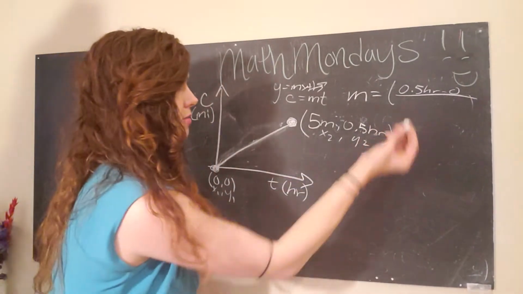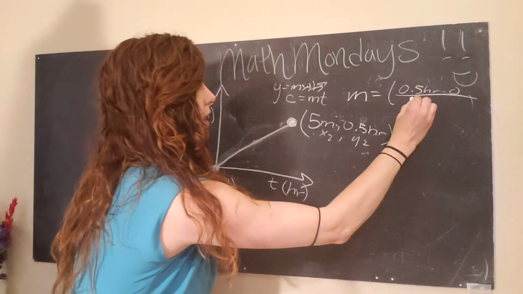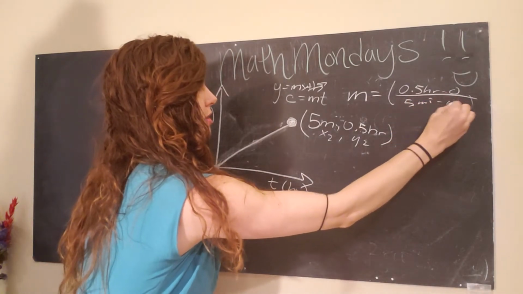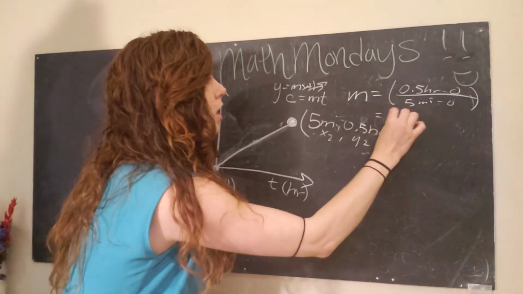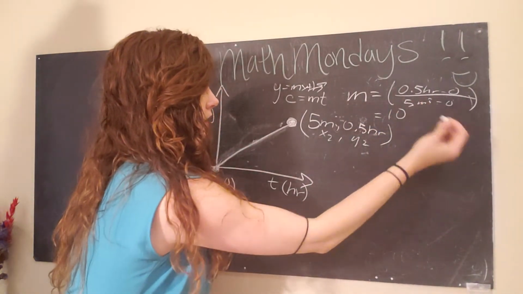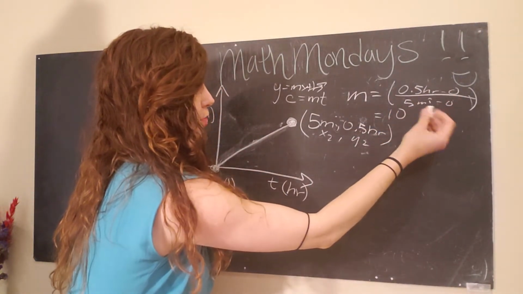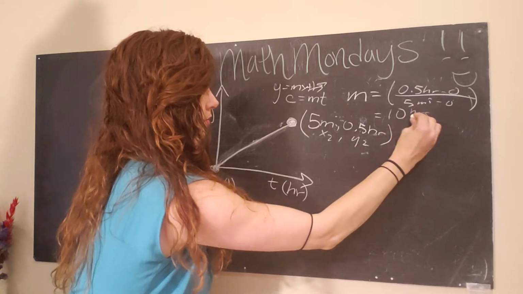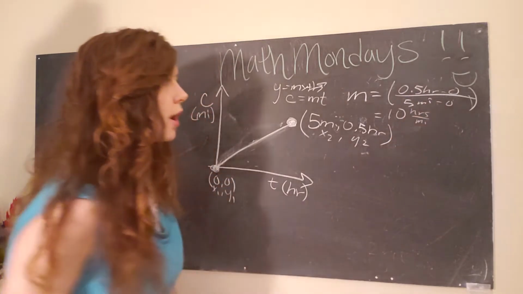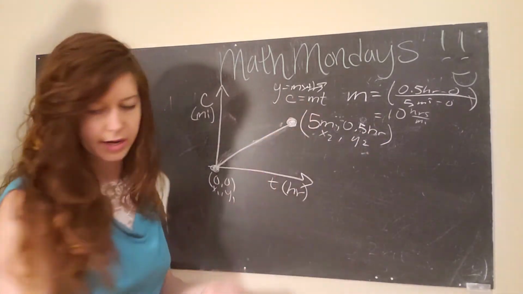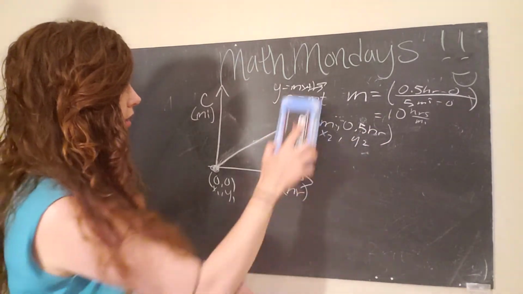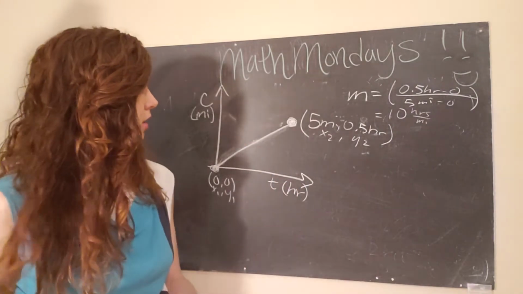0.5 hours minus 0, divided by 5 miles minus 0. That's going to be 0.5 divided by 10, or 10 hours per mile. Okay, so that is our slope. So then we can write our equation. I'm going to write it up here.